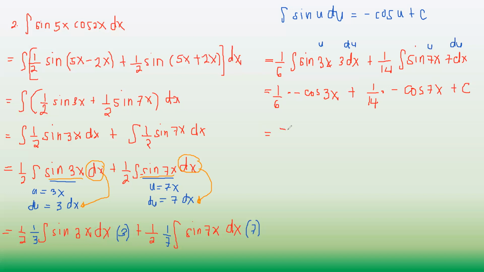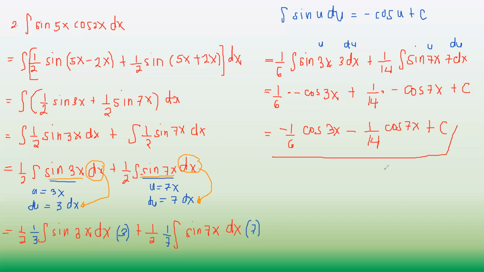Negative times 1 is negative 1 over 6. Negative 1 over 6 cosine of 3x. Negative and positive is negative, kaya minus dito, 1 over 14 of cosine 7x plus c. Okay, so we have negative 1 over 6 cosine 3x minus 1 over 14 cosine 7x plus c. Okay, so yan yung evaluation ng case number 1.